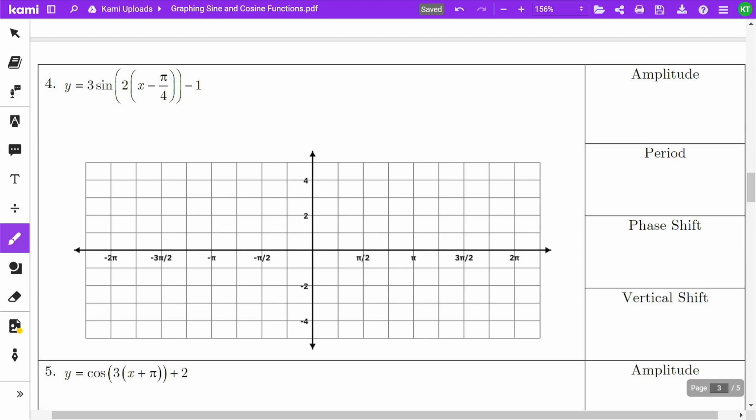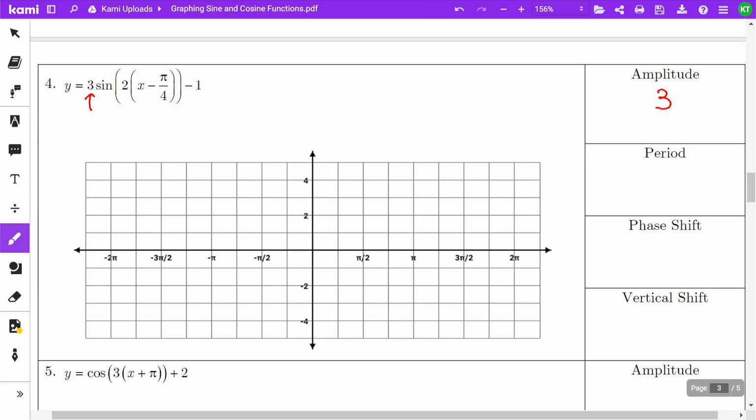All right, so let's go ahead and graph some sine and cosine equations. We're first going to look at this first one being 3 sine of 2 times (x minus pi over 4) minus 1. And we're going to first look at our amplitude. Our amplitude is going to be our first number that's being multiplied by our sine or our cosine. In this case, it's 3. So amplitude is 3. That means we're going from our midline either up 3 or down 3.